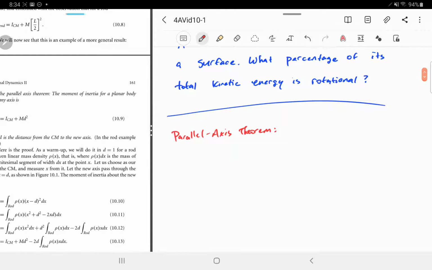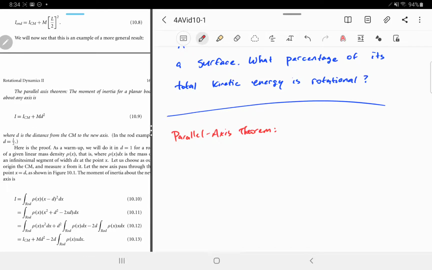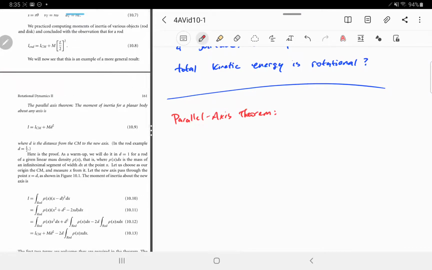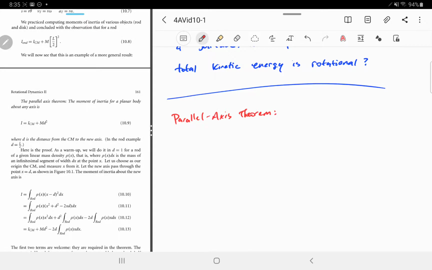So the moment of inertia for a planar body about any axis is... I think he just says planar because he just proves it for planar, but it's actually more general than this. So if you have some rigid body, and suppose the pivot is, well, not just any pivot, but it has to be the center of mass. So suppose the center of mass is right here.